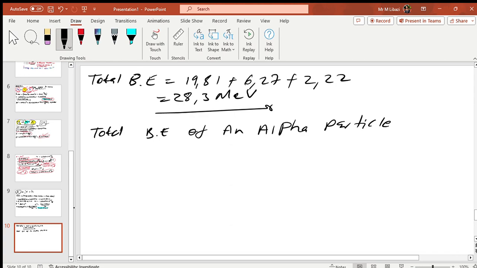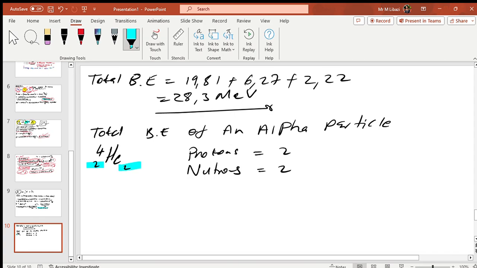Without separating, we're just calculating the overall, because those binding energies were for removing them one by one. Now we just want the total binding energy of an alpha particle, and we know that an alpha particle consists of helium-4 and then 2 here, right? So the number of protons is equal to 2, and the number of neutrons is equal to 2, which is this one here.